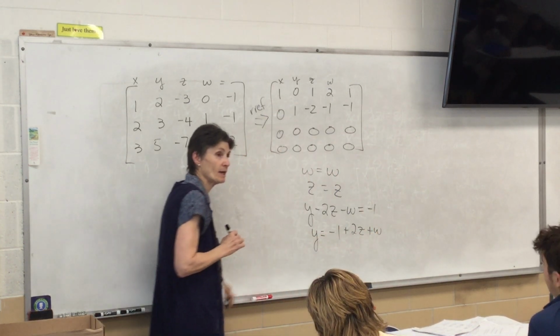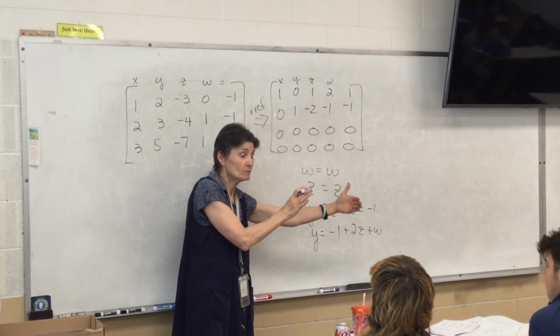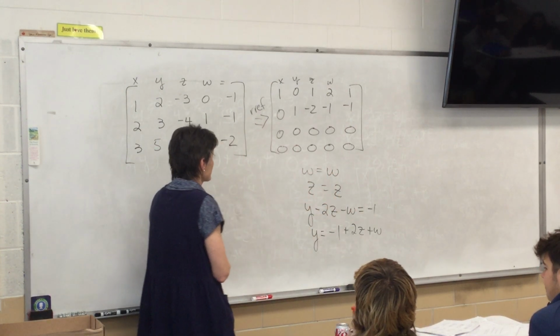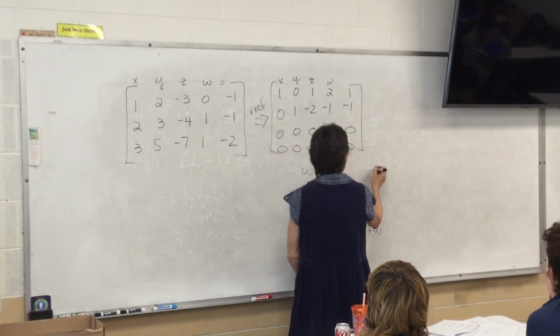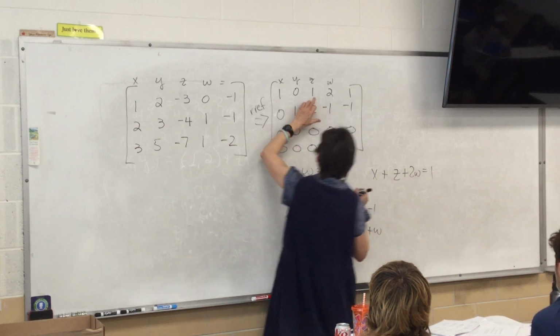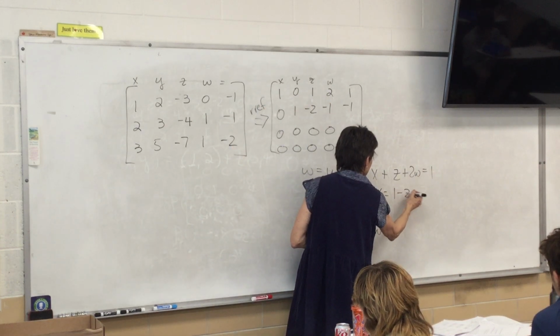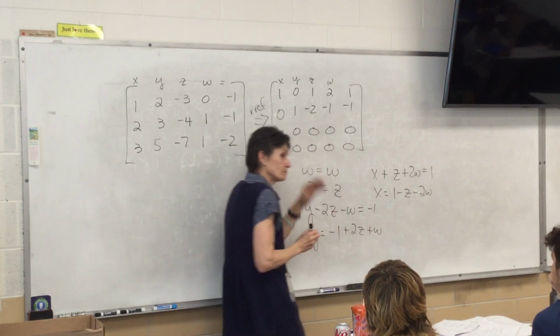Uh-oh, my goodness, okay. You're thinking about what your answer is going to look like now. Well, let's do x. X plus z plus 2w equals 1. That's what this tells me. So x is 1 minus z minus 2w.